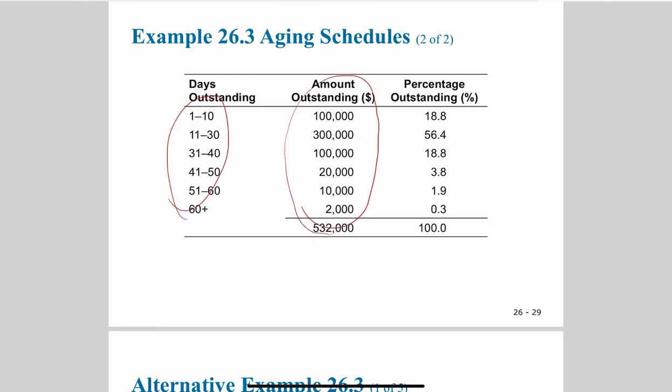After having these two columns, we can calculate the percentage outstanding, right? Because for this number, it's just $100,000 divided by the total amount outstanding, which is $532,000, right? So this gives us a number of 18.8%.